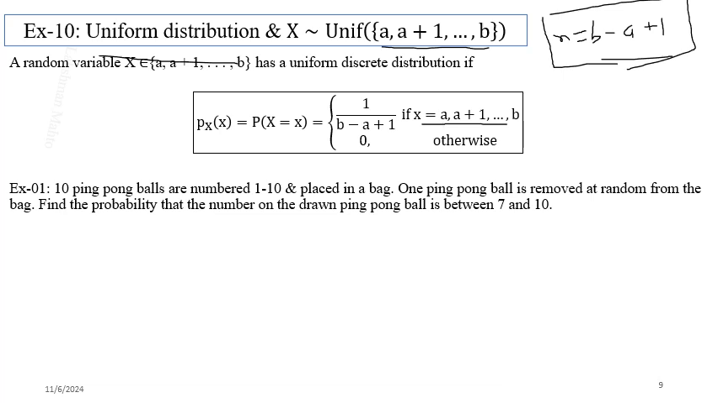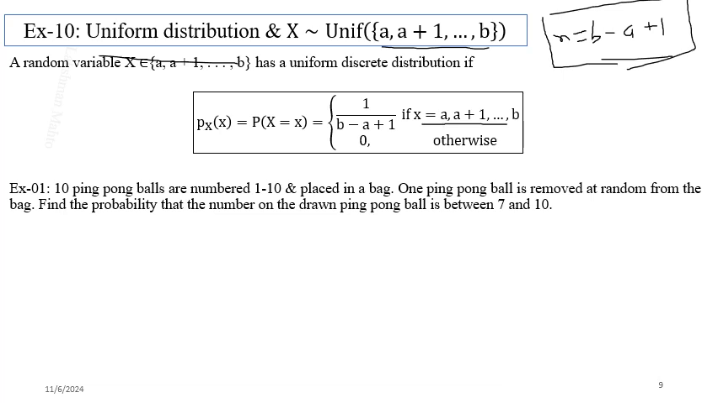Okay. So just one example here. 10 ping pong balls are numbered from 1 to 10. You are taking 10 ping pong balls and placing them in a bag. One ping pong ball is... what is the Indian name for ping pong ball in English?